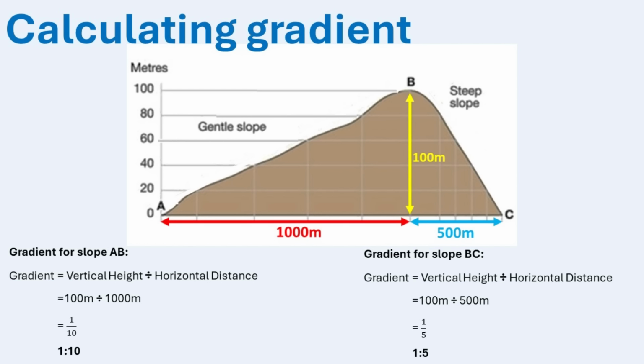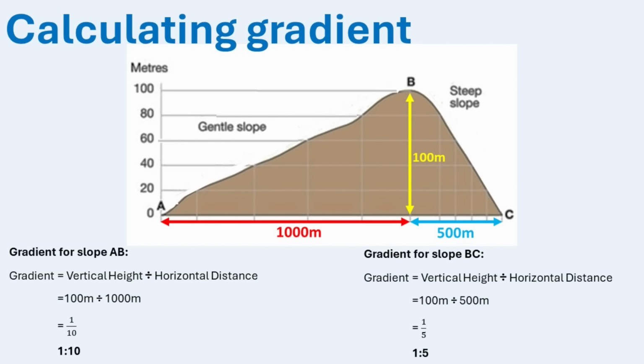This result means that for every 10 meters traveled horizontally, the slope rises by 1 meter. The gradient is expressed as a ratio of 1 to 10. This ratio shows that the slope is gentle because the horizontal distance is much greater than the vertical rise.